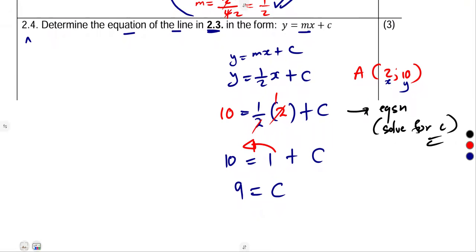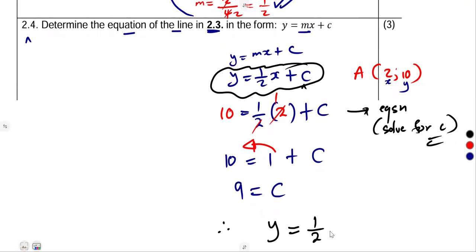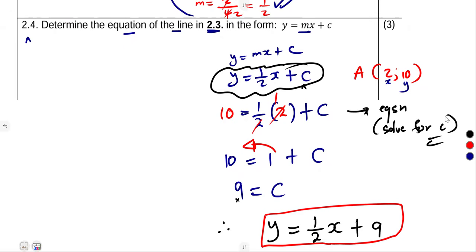With the c, well, our y-intercept here, let's substitute. So therefore, y is equal to, as it is here, 1 over 2x, which is half of x, plus the c that you calculated. What is your c? Positive 9 as it is. So that is now the equation of the straight line. We are now having the equation of the straight line. That is how we attempt these questions. So many ways of attempting these typical questions.